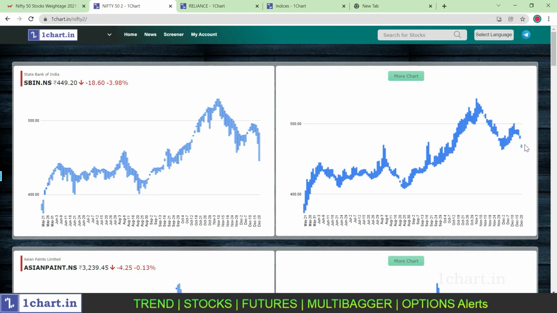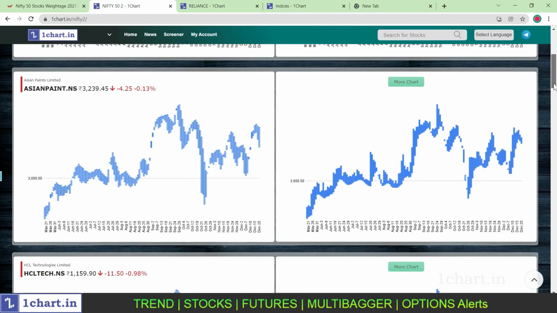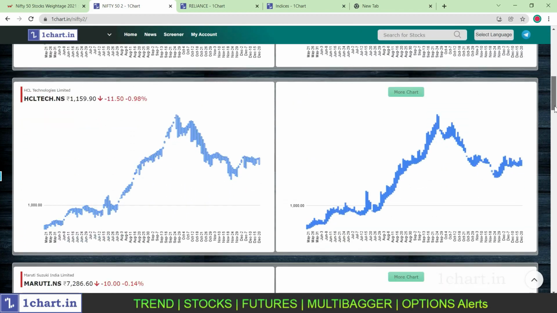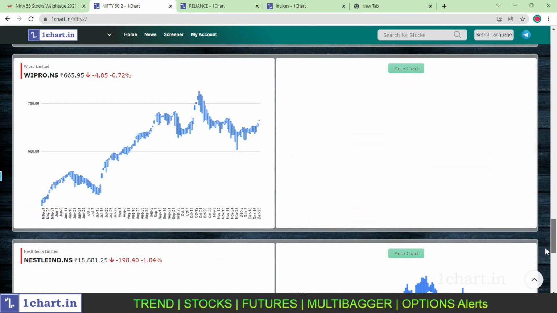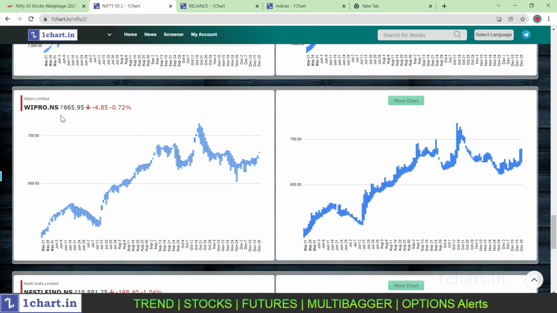State Bank also gap down. That is dot formation in the down direction. Asian Paint and most of the stocks, first 20 stocks also, except Wipro and Infosys. Wipro and Infosys are gap up. That means uptrend direction. These Wipro stocks are gap up, so this is up direction.